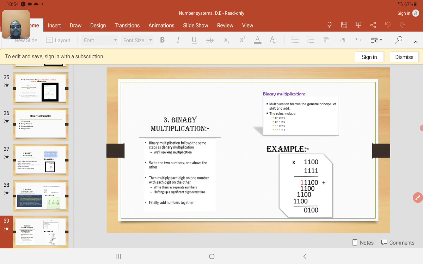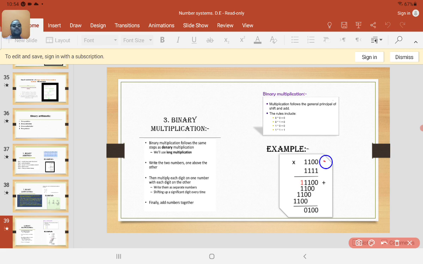Next, binary multiplication. How to multiply binary numbers? What are the rules here? 0 into 0 is 0, 0 into 1 is 0, 1 into 0 is 0, and only 1 into 1 is 1. Binary multiplication follows the same steps as denary multiplication, and we use long multiplication here. Write the two numbers one above the other, then multiply each digit of one number with each digit of the other. Write them as separate numbers, shifting up a significant digit every time. Finally add the numbers together.